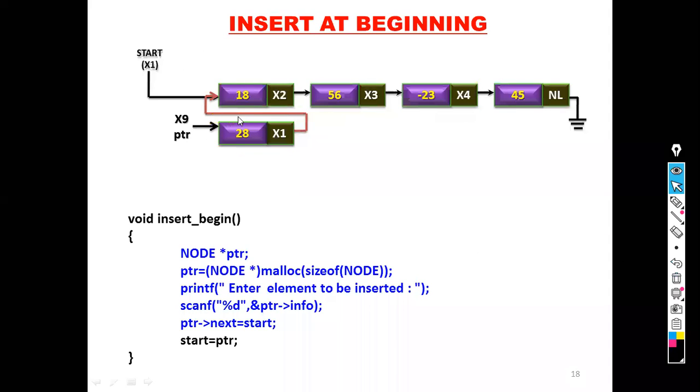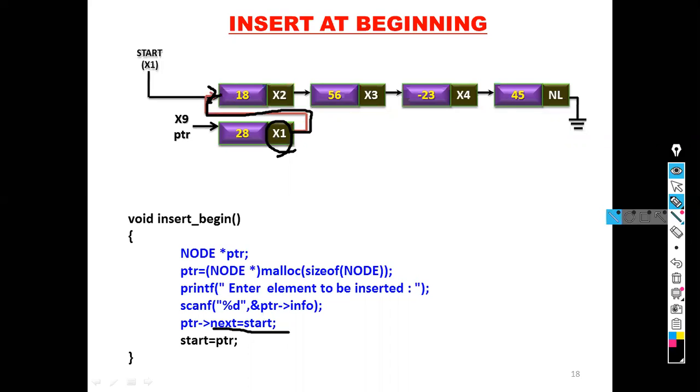You can see which link is established. Now it is pointing to the x1. What is x1? Where is x1 present? In the start variable. In the start pointer, x1 is present. That means x1 is the address of the first node. So ptr next equal to start means now you are going to assign this value. As a result, this link is established.